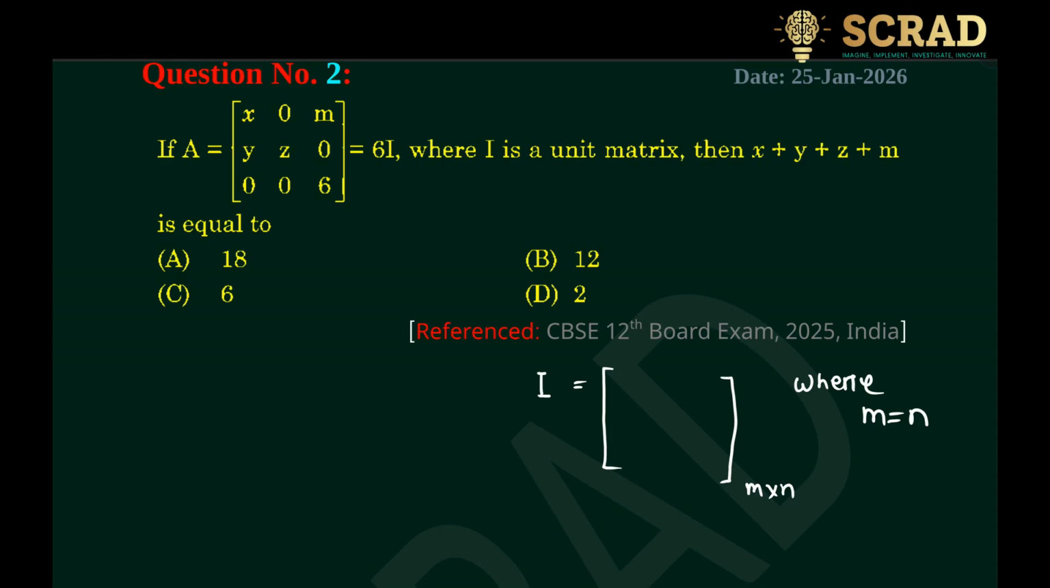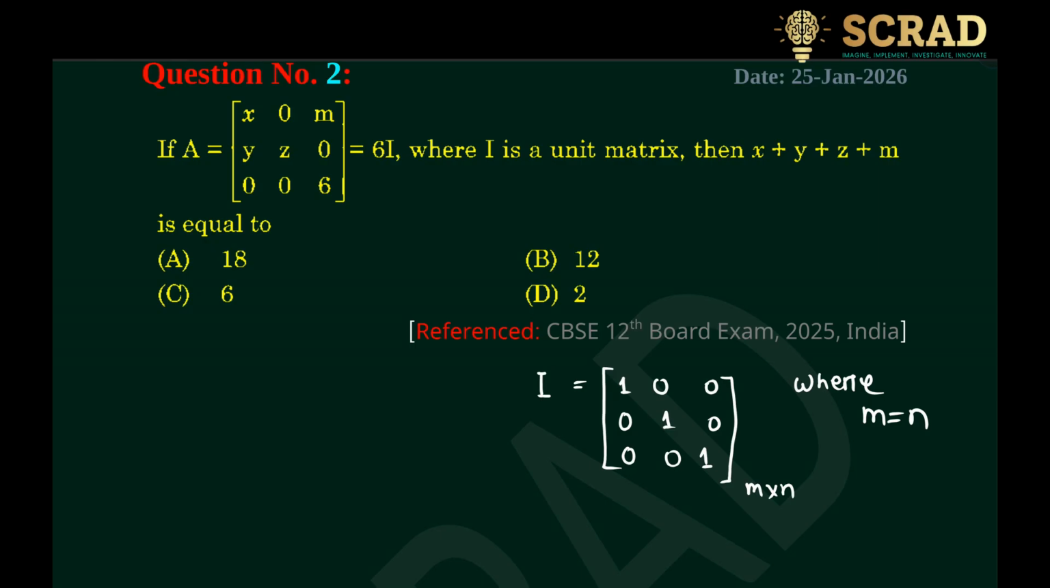Okay, so if m equals n, then this will be a square matrix. Suppose this is a 3 cross 3 matrix I am taking. So this will be 1, 0, 0, 0, 1, 0, 0, 0, 1. All diagonal elements must be 1, and except the diagonal elements, all other elements must be 0. Then that kind of matrix is known as a unit matrix or an identity matrix.